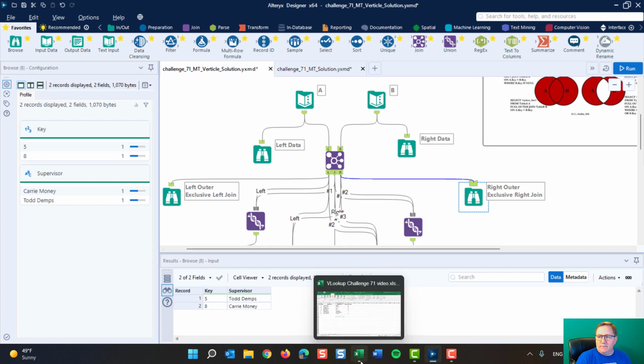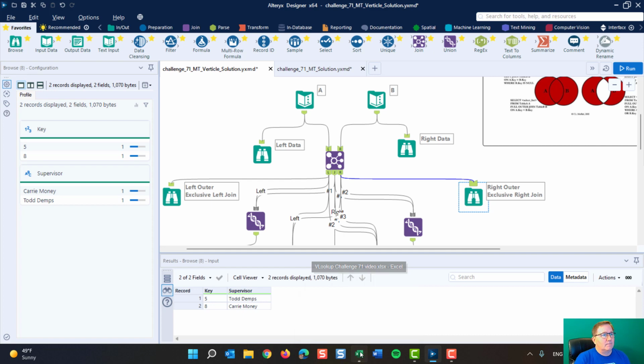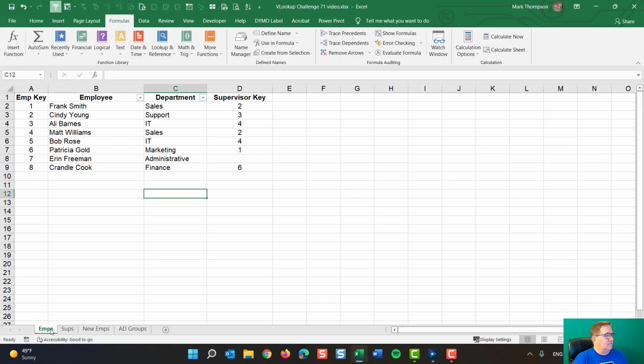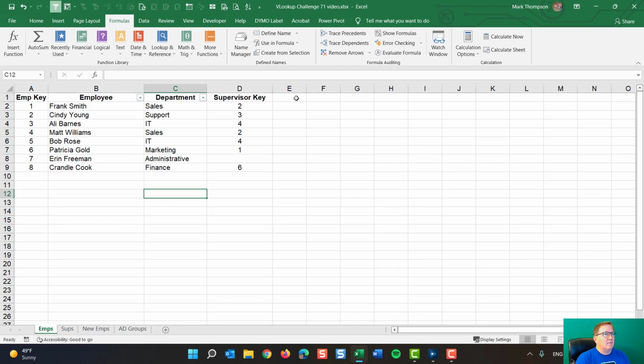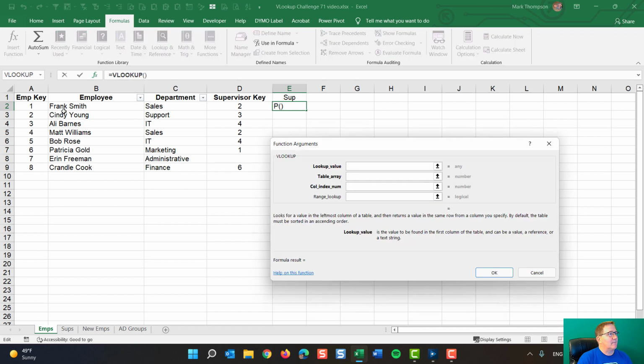Now let's jump over here for a moment to Excel. And we've got a couple of different tabs. We've got EMPs, we've got SUPs, and we want to do this same thing. Well, how do you do this over in Excel? Well, we do this over in Excel by doing something like this. SUP, and then we do a VLOOKUP, right? And here we are. We're going to click on our supervisor key, and where are we going to find it? We're going to find it in the SUPs table, and we're going to bring back number 2, and we're going to do a range of false.